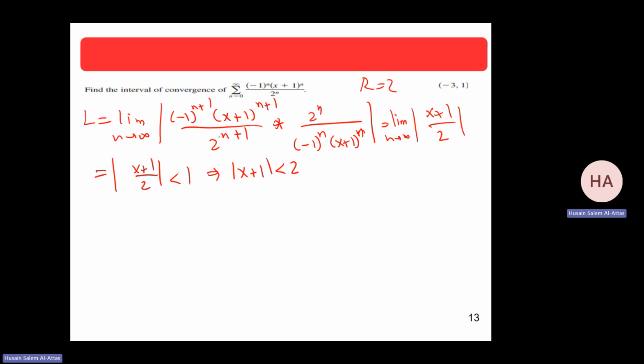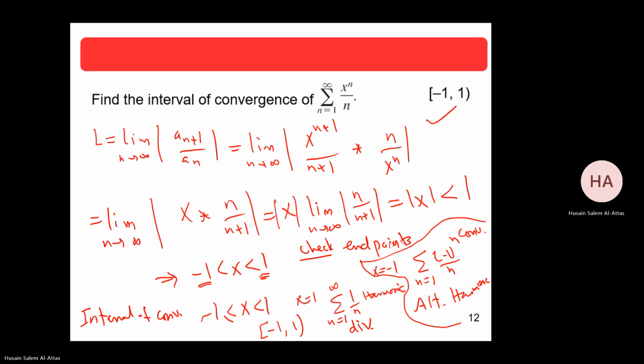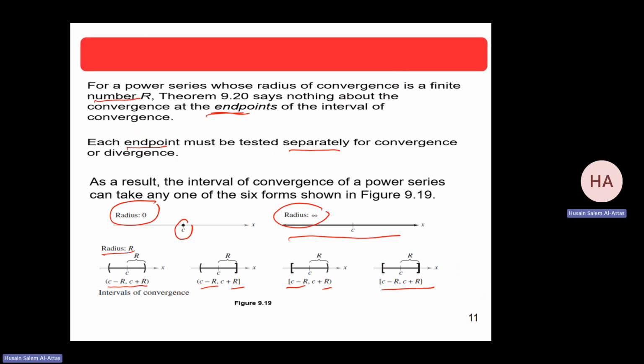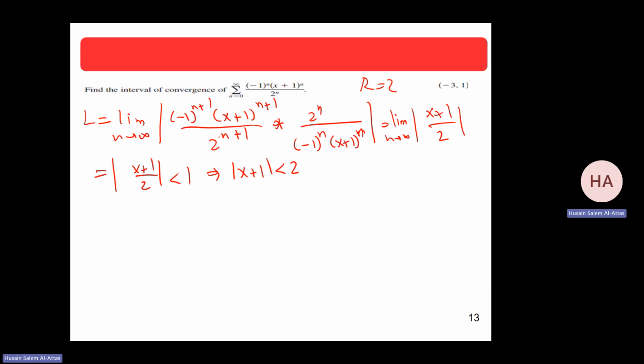Here, what is R? R is 1, since this is R equal 1. So just for the information. So I have what? x plus 1 is between -2 and 2. So that implies x is between -3 and 1. Okay.